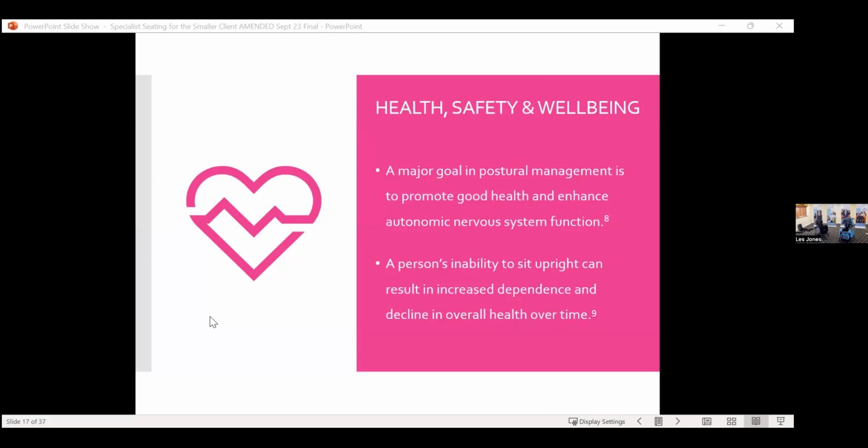Finally, health, safety, and well-being. It's a major goal in postural management to promote good health, to improve the patient's physiological function and well-being. The inability to sit upright can cause increased dependence and decline in overall health, primarily affecting respiration, swallow function, aspiration, and digestive issues, leading to an increased risk of infection.